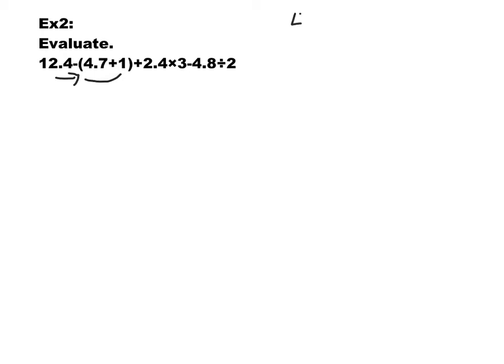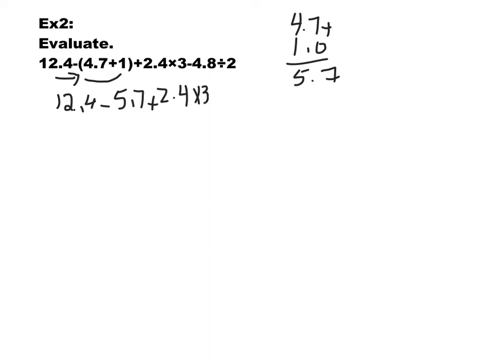So I'm going to say 4.7 plus 1, but 1 I can write as 1.0. So it's going to be 7 plus 0 is 7, and then 4 plus 1 is 5. So this bracket becomes 5.7. So I have to evaluate 12.4 minus 5.7 plus 2.4 times 3 minus 4.8 divided by 2.